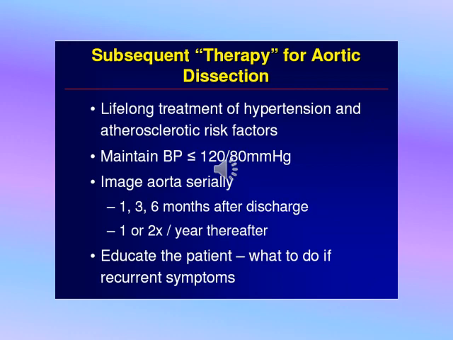For blood pressure, we try to make the goal less than 120 by 80. And imaging, as we just said, is serial imaging of the aorta, preferably the same imaging modality, within a month, 3 months, and then 6 months after discharge. So we start at 1 month, followed by 3 months, and finally 6 months. Then follow up is 1 or 2 times per year, every 6 months or every 12 months, according to the rate of progression, the site of the dissection, and the seriousness of the condition. If the symptoms recur, the patient should know what to do: run to the ED, run the diagnosis, start beta blocker therapy, and blood pressure should be measured quickly, and so on.